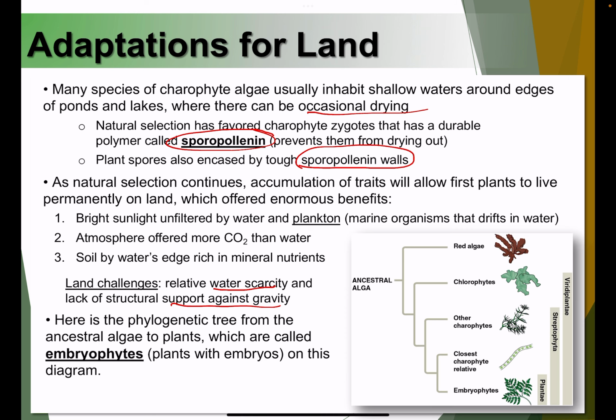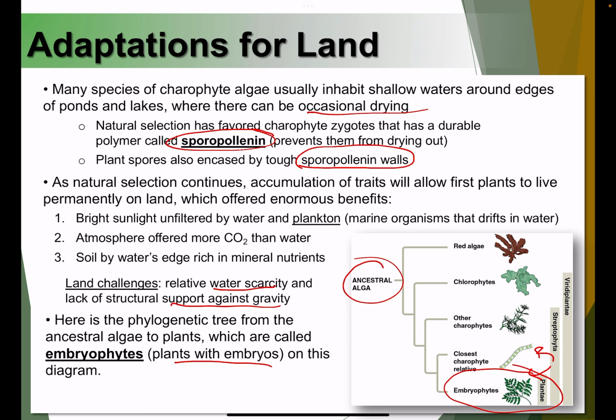Here is the phylogenetic tree from the ancestral algae, right here, to plants, right here. Plants are also called embryophytes, and we'll explain why that is in a bit. For now, just know that it means plants have embryos in them. And it is with this phylogenetic tree diagram that we can see embryophytes, or plants, are closest relatives, or sister taxa, as we've learned from the last chapter, with charophytes.